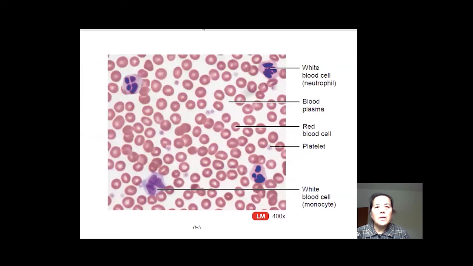So here is the picture. We're still looking at the blood. We use a microscope and make it 400 times bigger. Then we can see a picture like this, and we can see all these kinds of shapes in here. That's the red blood cell.